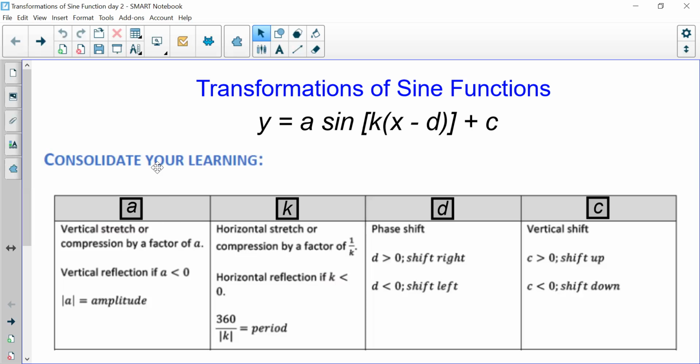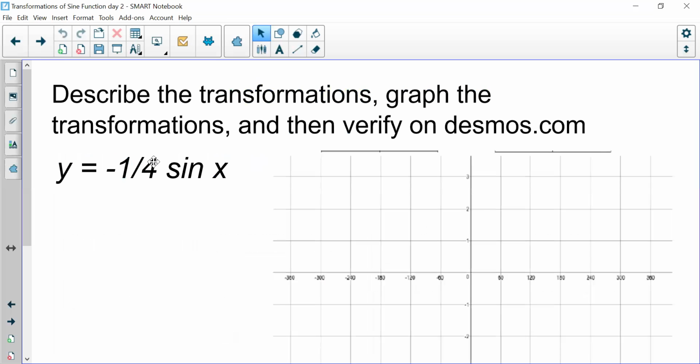So what do you think is going to happen to my sine function if I look at my chart for A? Cameron. Okay, so it's reflected down. The A value is 1/4. What's my amplitude going to be? Oh, no. That's going to be 1/4 because it actually is your A value here.